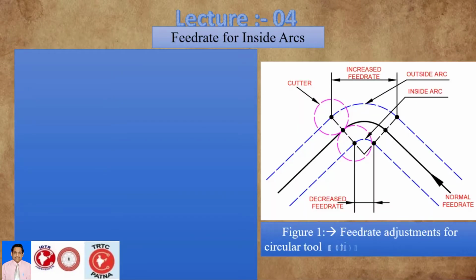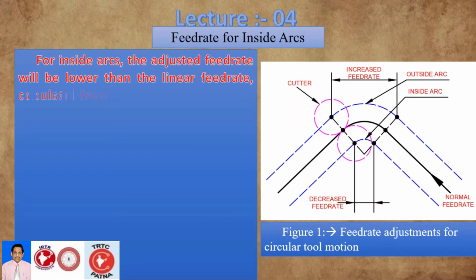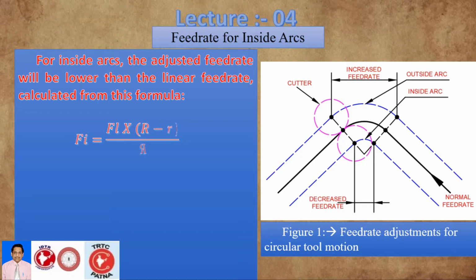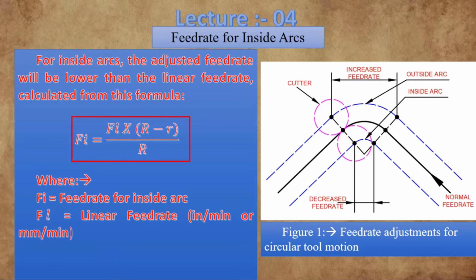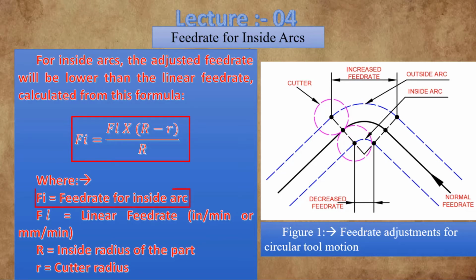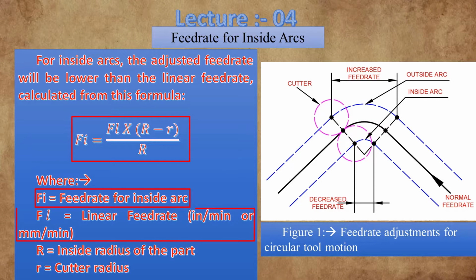Feed rate for inside arcs. For inside arcs, the adjusted feed rate will be lower than the linear feed rate calculated by this formula. Fi will be equal to Fl multiplied by (capital R minus small r) divided by capital R, where Fi is the feed rate for inside arcs, Fl is the linear feed rate, capital R is the inside radius of the part, and small r is the cutter radius.